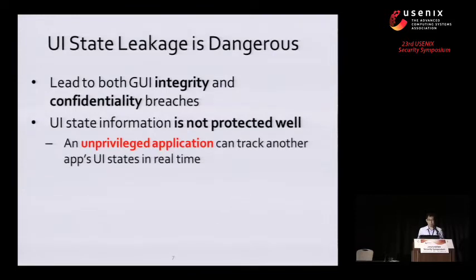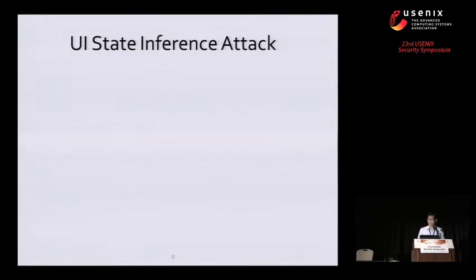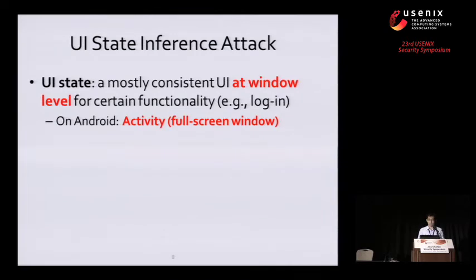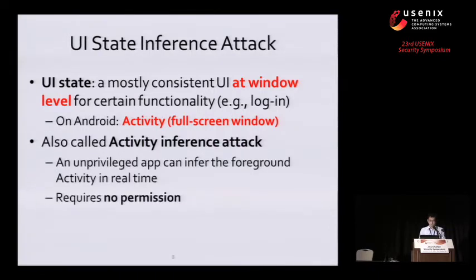An unprivileged application can track another app's US state in real time. This is an attack named the US state inference attack. We define US state as a mostly consistent UI at window level for certain program functionality, for example, login. On Android, this is also called an activity, which is a full screen window. So on Android, this attack is also called the activity inference attack. In this attack, an unprivileged app can infer the foreground activity of another app in real time. And this process requires no Android permission.